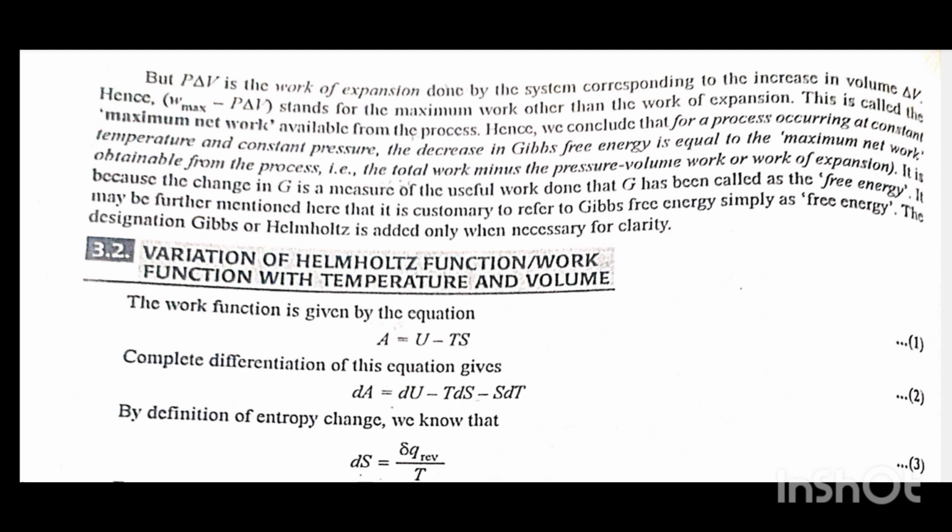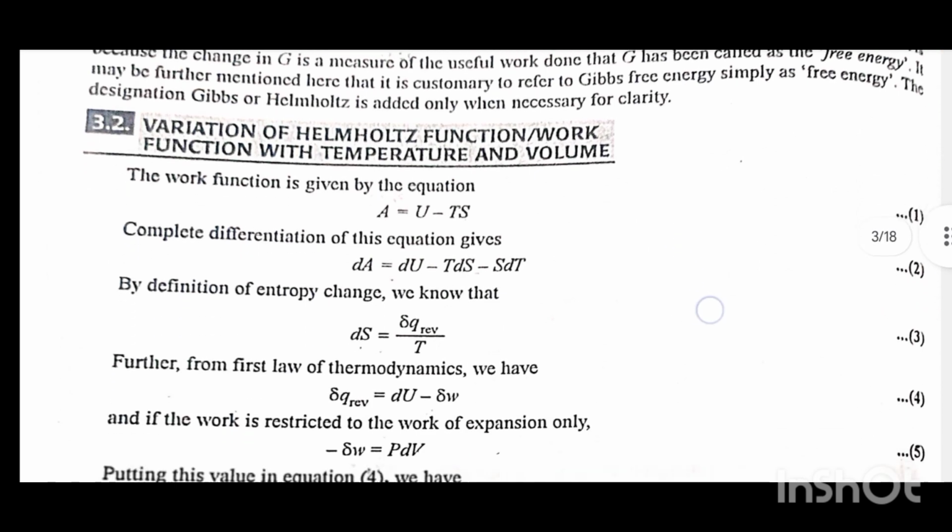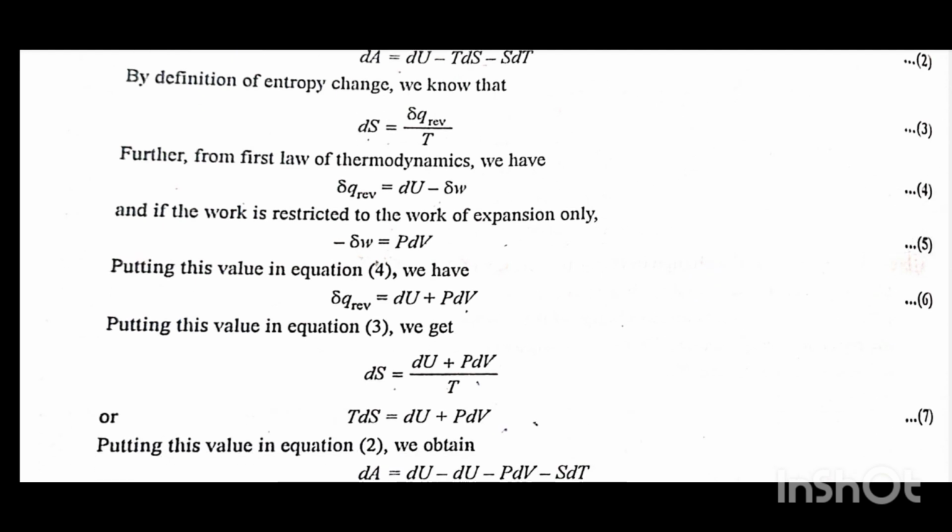Variation of Helmholtz function or work function with temperature and volume. The work function is given by the equation A is equal to U minus TS. Complete differentiation of the equation gives dA is equal to dU minus TdS minus SdT. By definition of entropy change, we know that dS is equal to del Q reversible upon T.